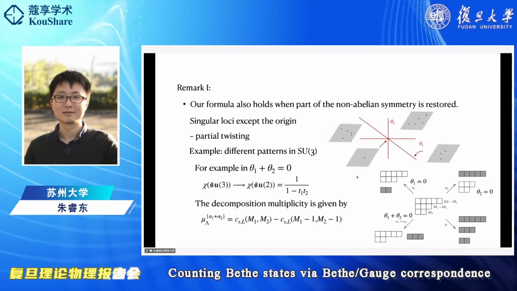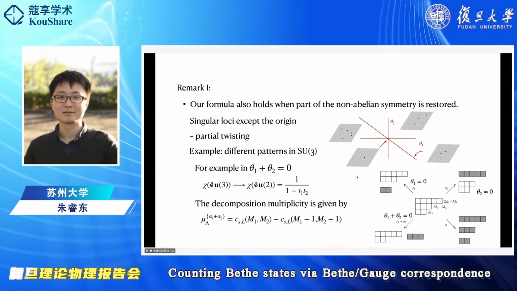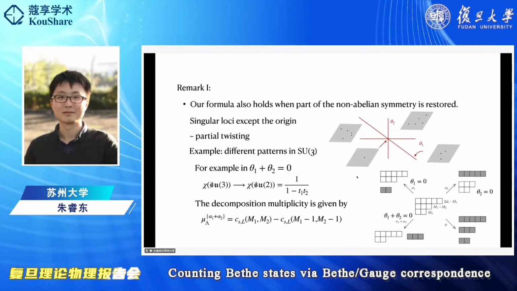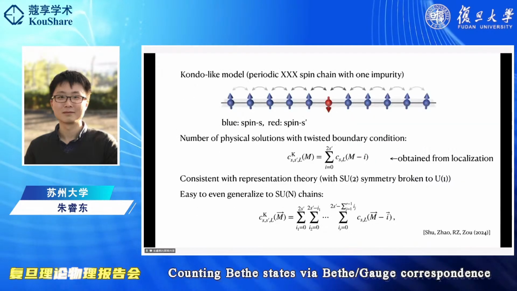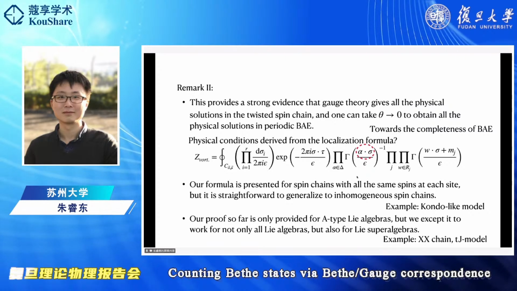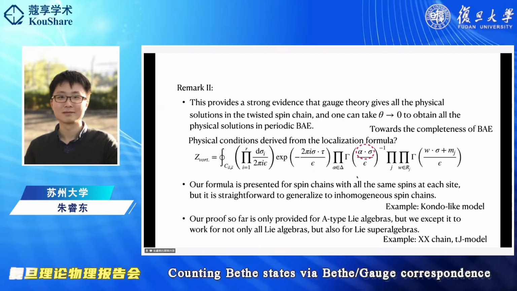So I don't want to go into the details. Let me just give you one more point: this formula does not only work for A-type Lie groups, we also expect it to work for others. And this tells us that just by looking at the vacuum of the supersymmetric gauge theory, we should be able to find all the physical solutions in the periodic Bethe equation.